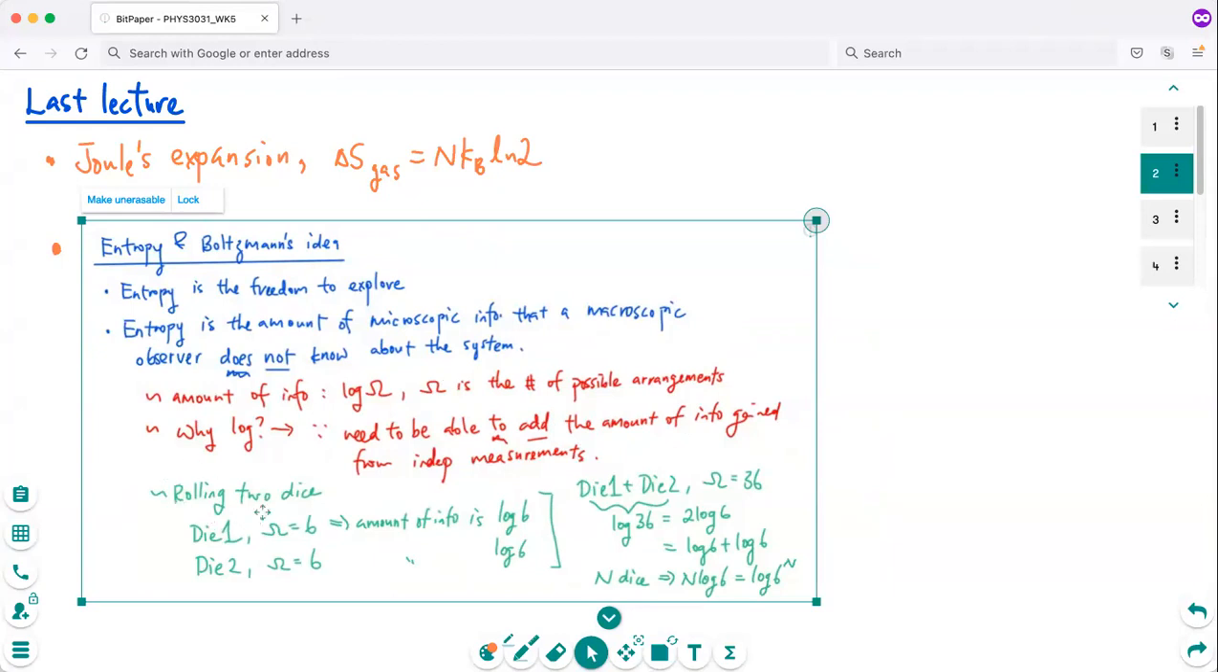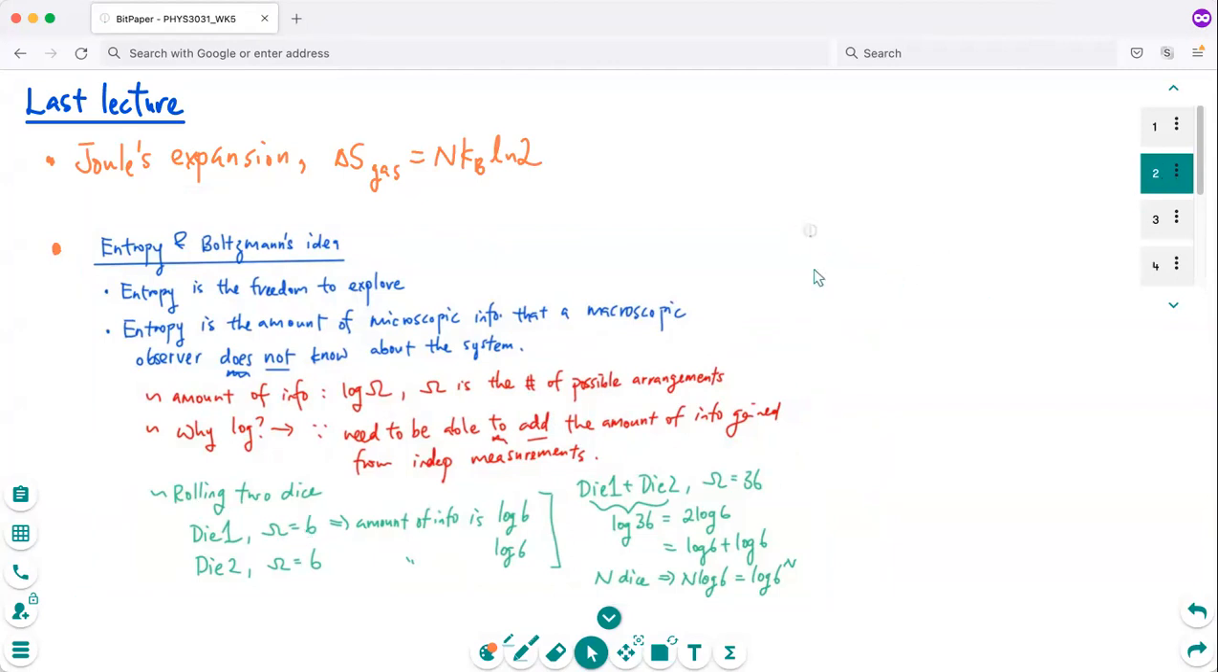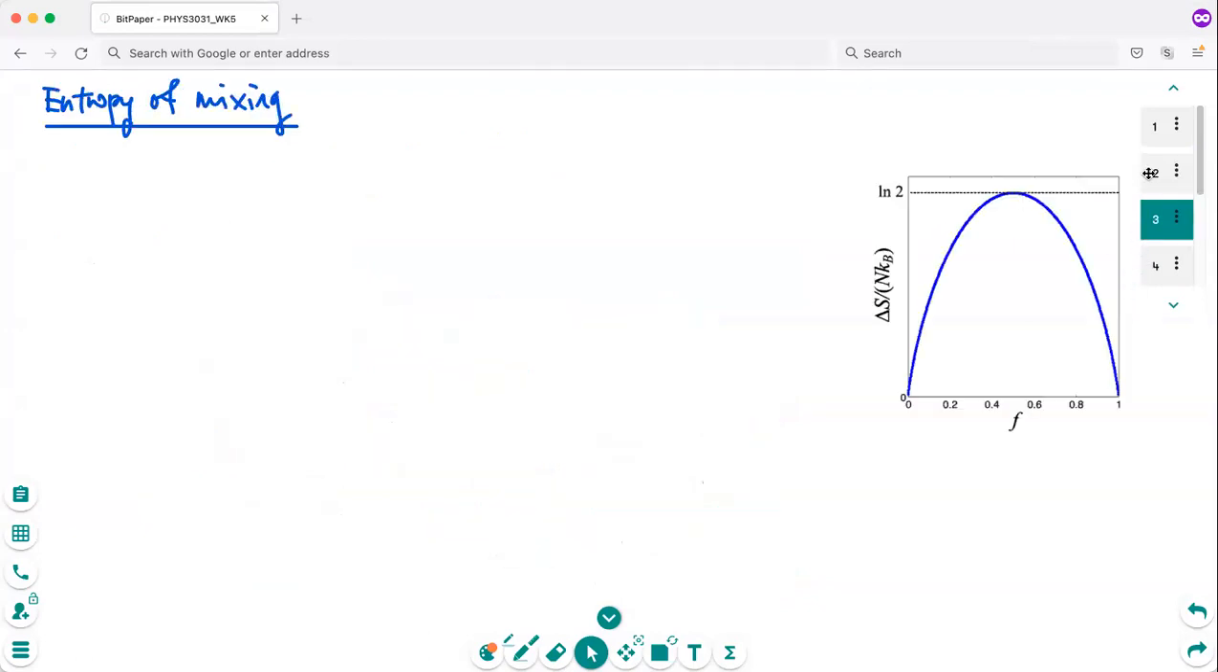And I used dice as the example. This is also consistent with probability theory. How do you add probability? So this is the heart of statistical mechanics, and we are going to build on top of this and try to get this result. This is the first part of today's lecture.